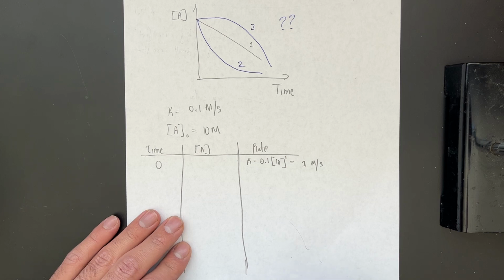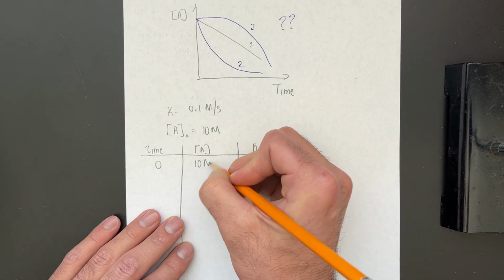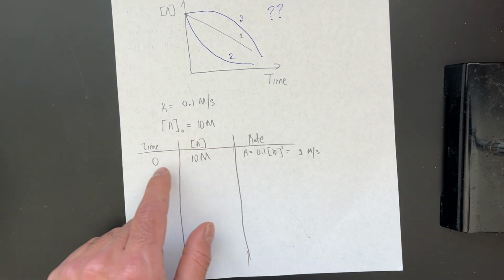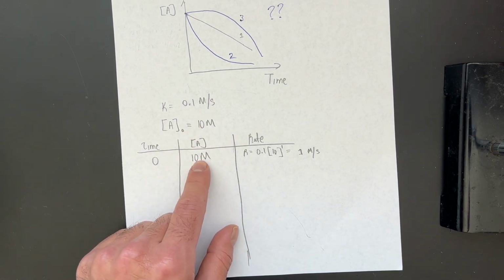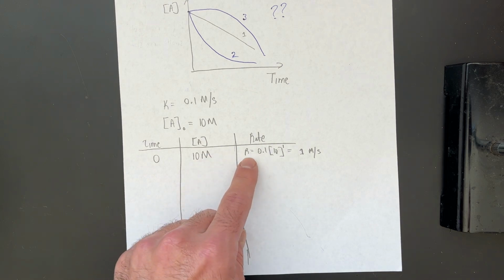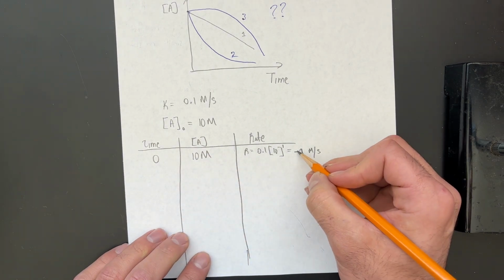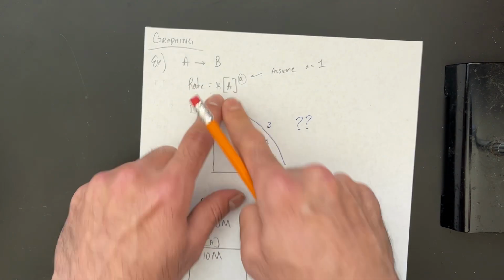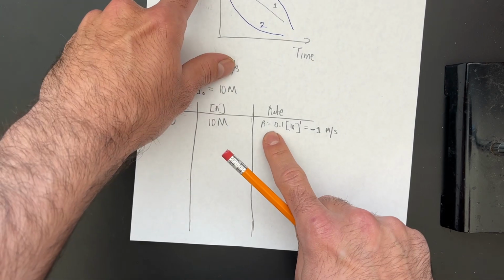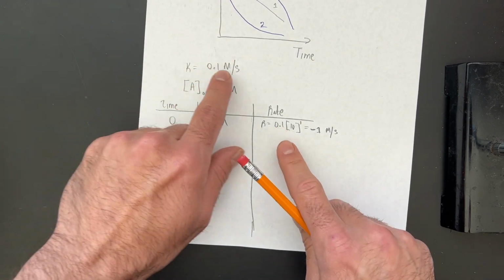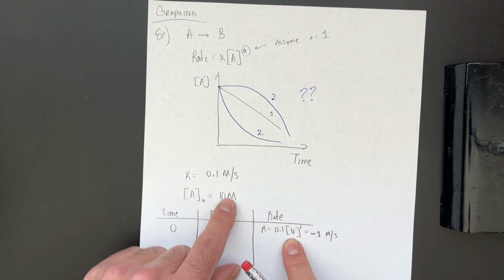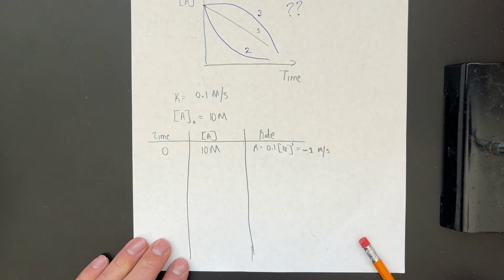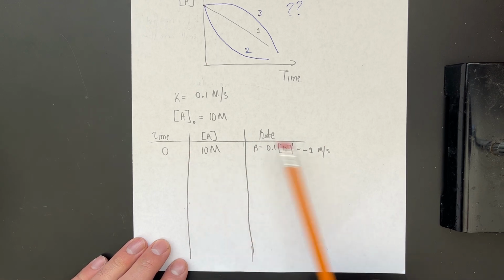And so at that time, our concentration of A at time 0 is 10 molarity, and what's happening is it's going to be decreasing at a rate of 1 molarity per second, from plugging it into here. R is equal to K times the concentration of A, which is 10, to the power of 1. So it's negative 1 molarity per second. And so that's what we start off with.